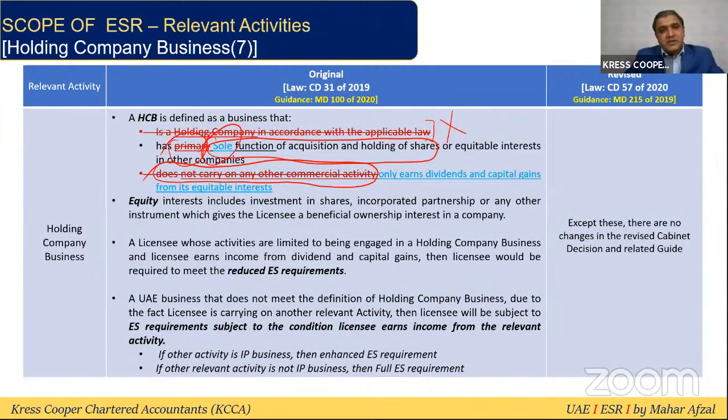Based upon these changes, we can say straightforwardly that if the sole function of the licensee is to make investment in equity or equitable interest, and they are earning dividends and capital gains from this, then it will be subject to ESR. Otherwise, it will not fall at least under the holding company ESR. They have defined equity investment, share, equity partnership. If the company is involved in the holding company business, then they will be required to meet the reduced economic substance requirement, which we'll discuss in detail. So that is the major change in the holding company business, and except this, there are no changes.